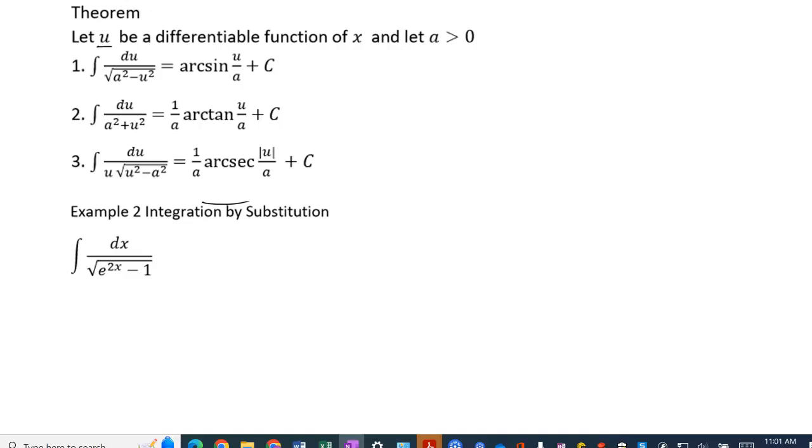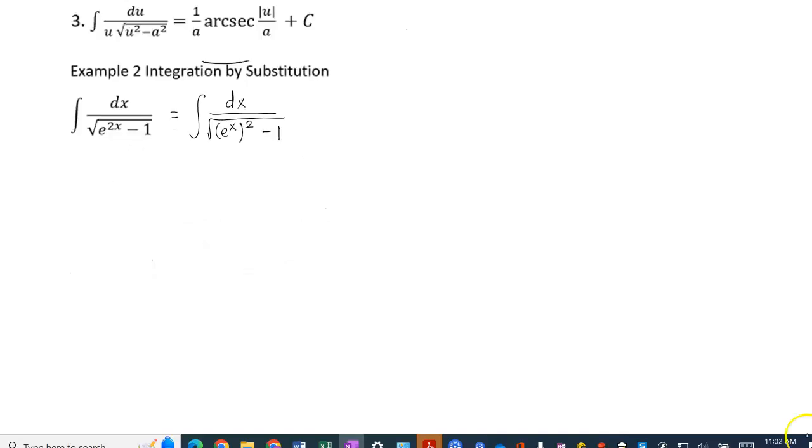Because I will point out that e to the 2x is the exact same thing as rewriting this as the square root of e to the x squared minus 1. And I know that I can rewrite it as that because rules of exponents would tell us to multiply the x and the 2 to get the exponent of 2x that we originally had. So we haven't changed the problem when we rewrite it this way.